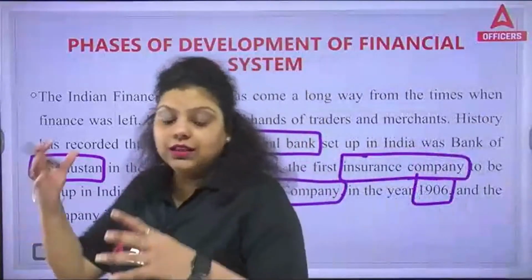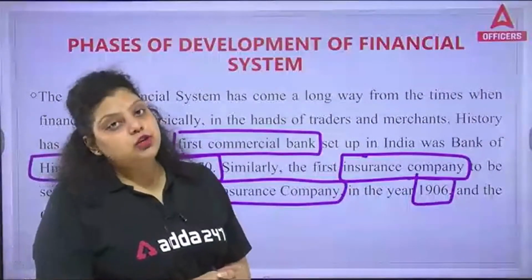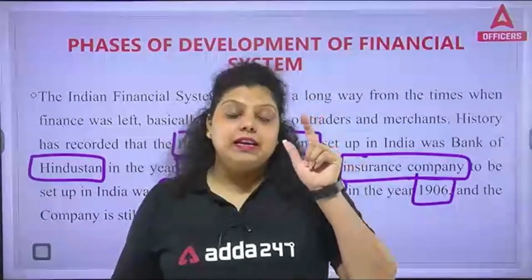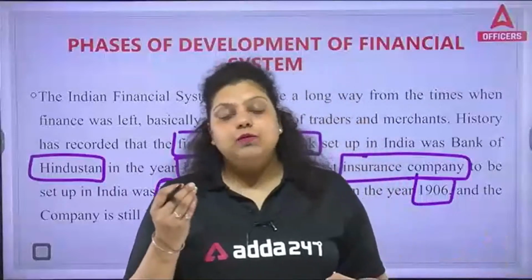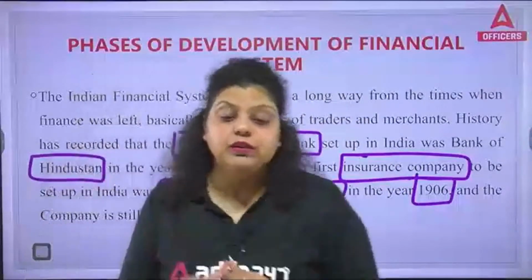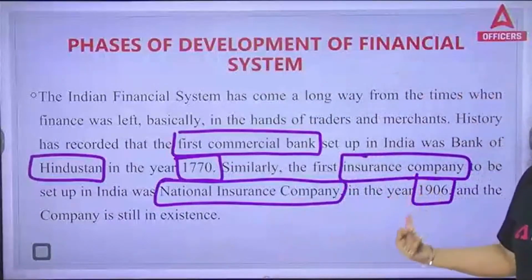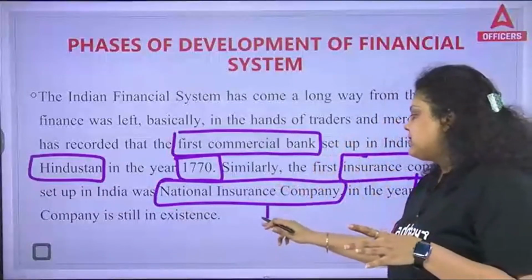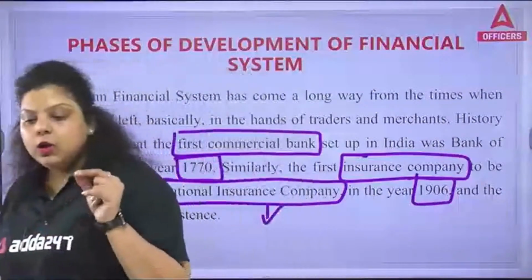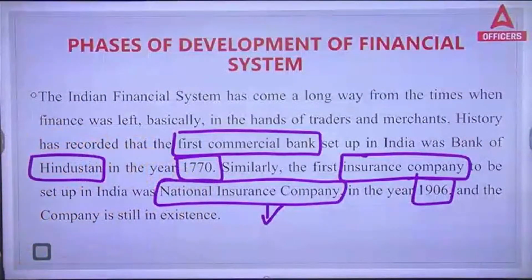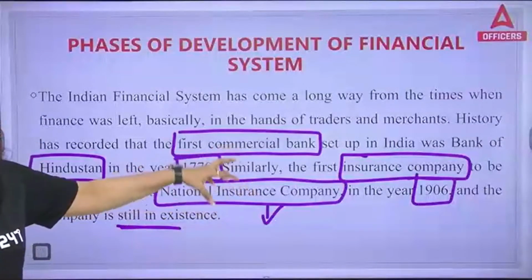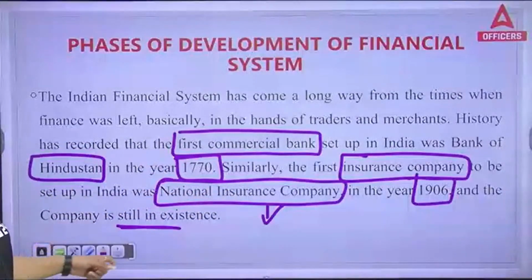So the financial system started with the opening of the first commercial bank, the Bank of Hindustan, which had its headquarters in Kolkata and was established in 1770. The first insurance company was established in 1906, and that was the National Insurance Company. What is the current name of this National Insurance Company? You can see it is written here that it is still in existence. Let me know. The Bank of Hindustan and National Insurance Company are important to remember.